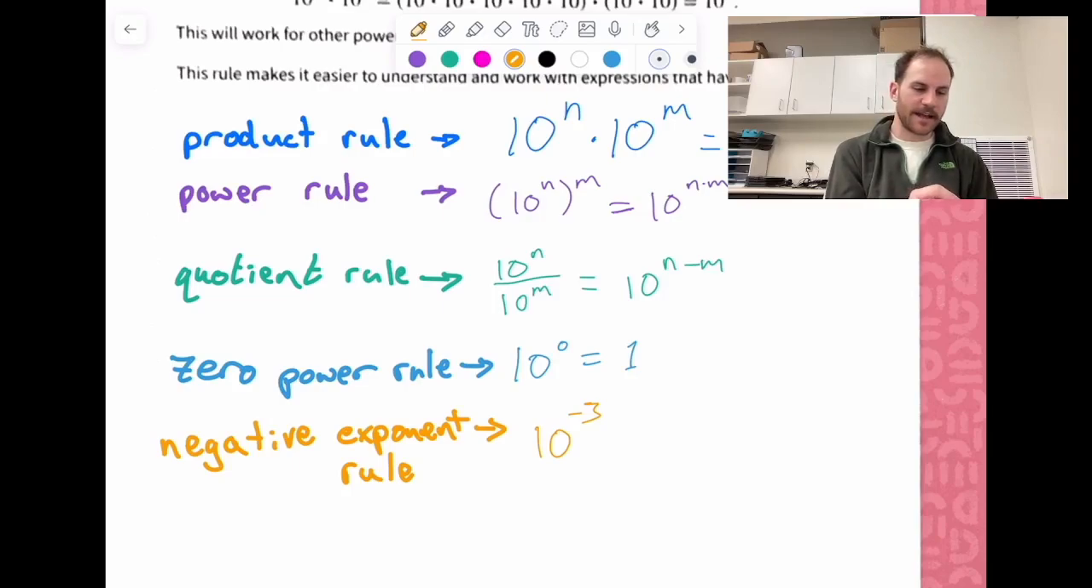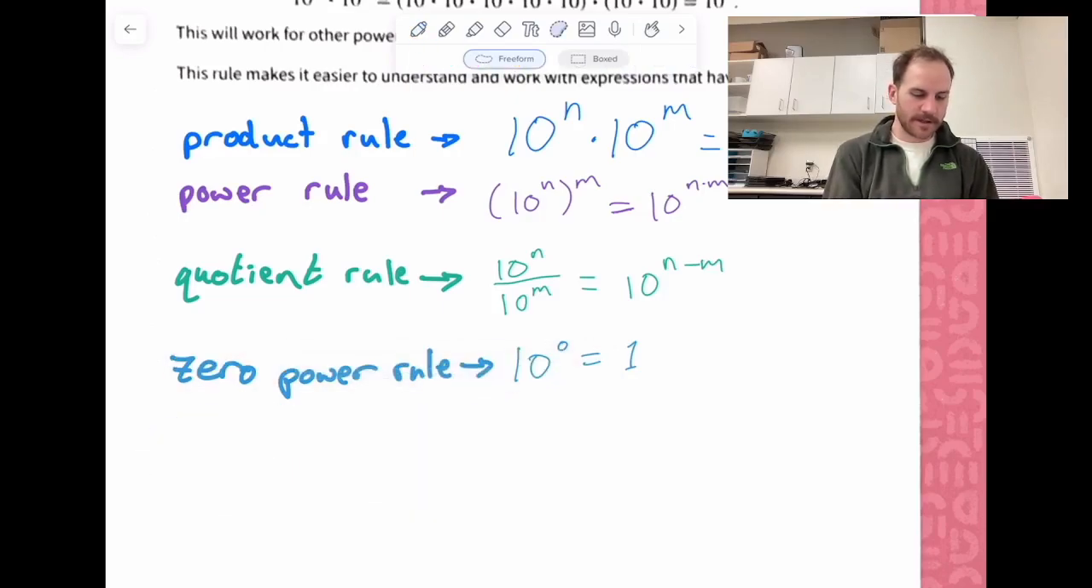I don't actually like this ink. I'm sorry. I'm going to switch this whole thing up right now. I can barely see this. My bad, folks.